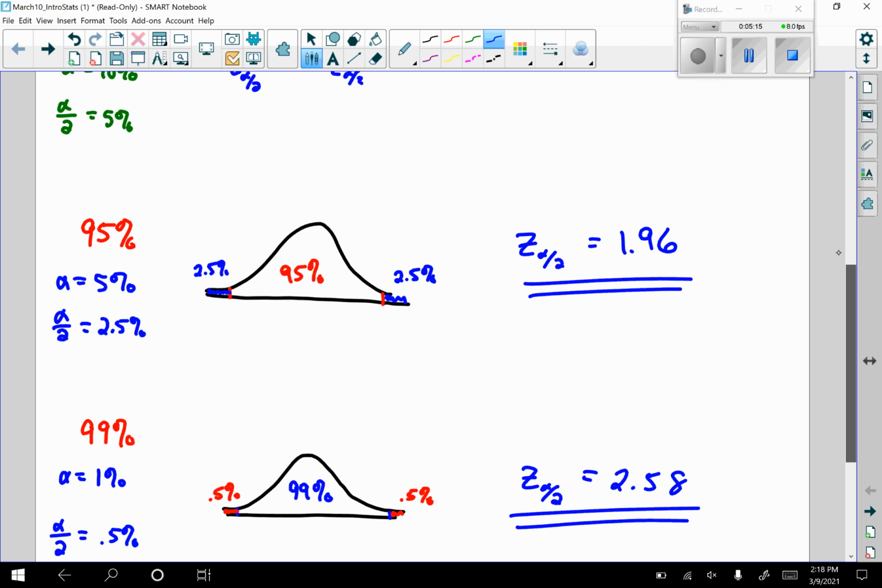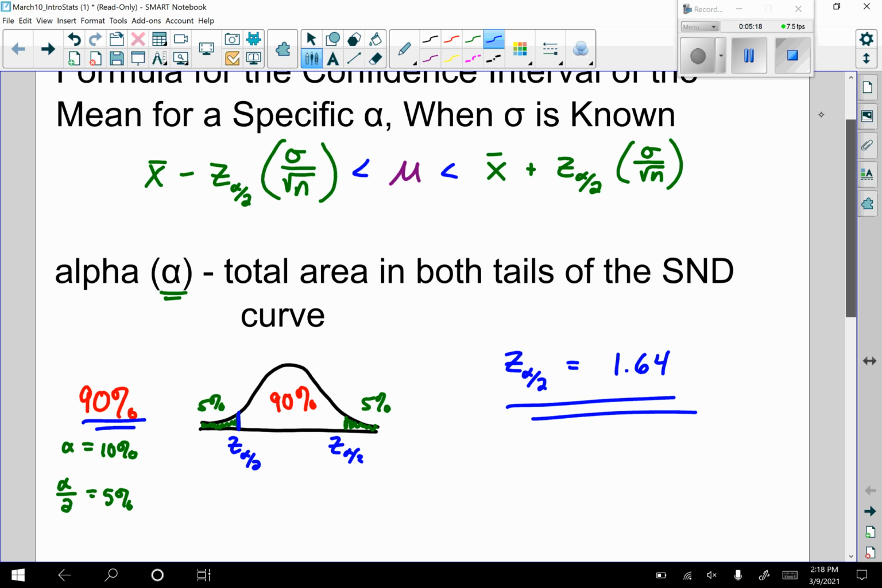So that's what we're going to use in our formula for this part right here, where it says minus e sub alpha over 2 and plus e sub alpha over 2. That's how we find them. Now again, if it's a problem involving 90, 95, or 99%, we just go back to these values.